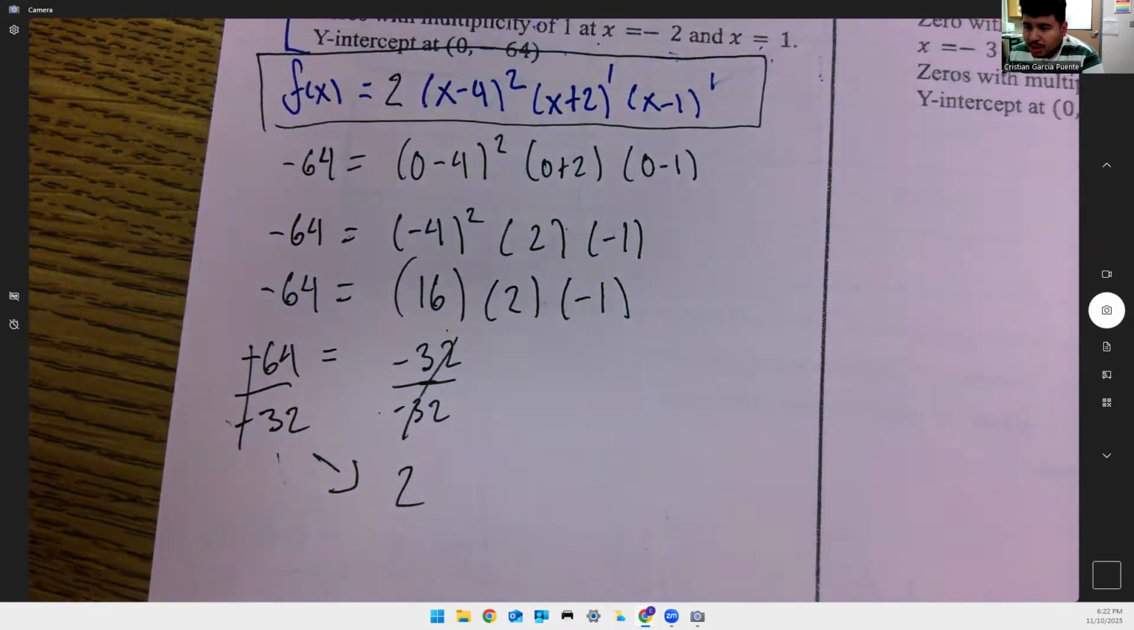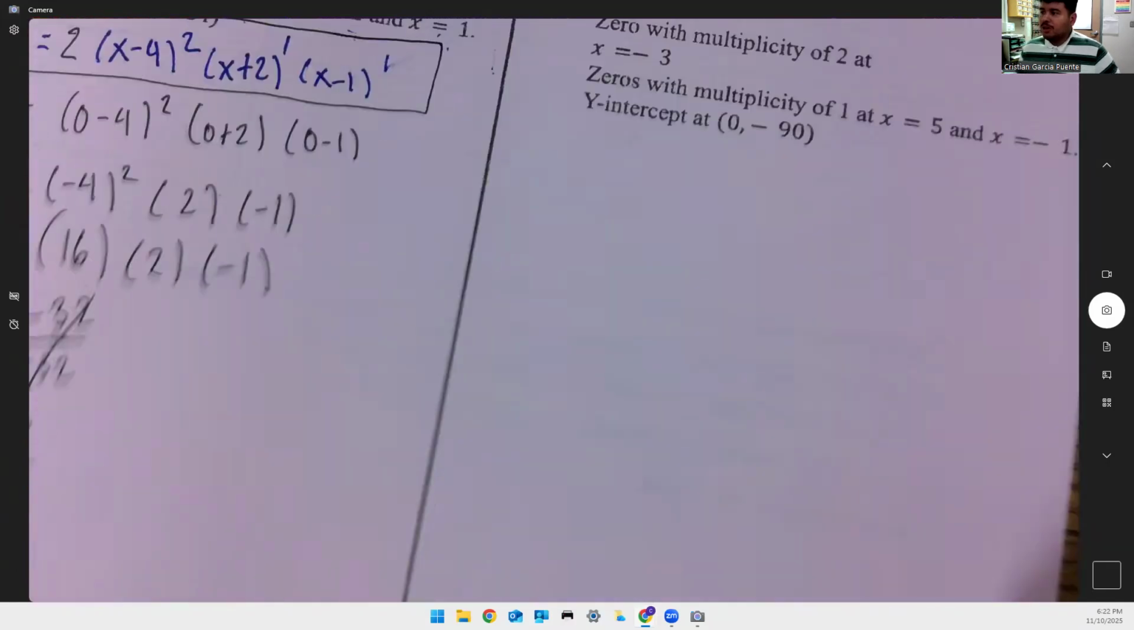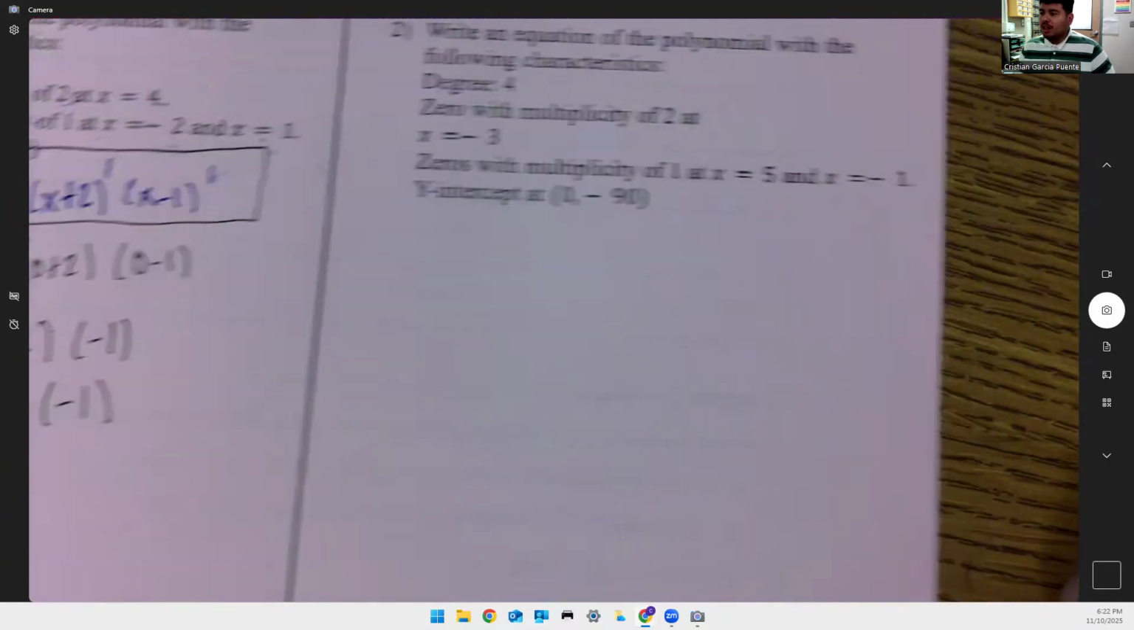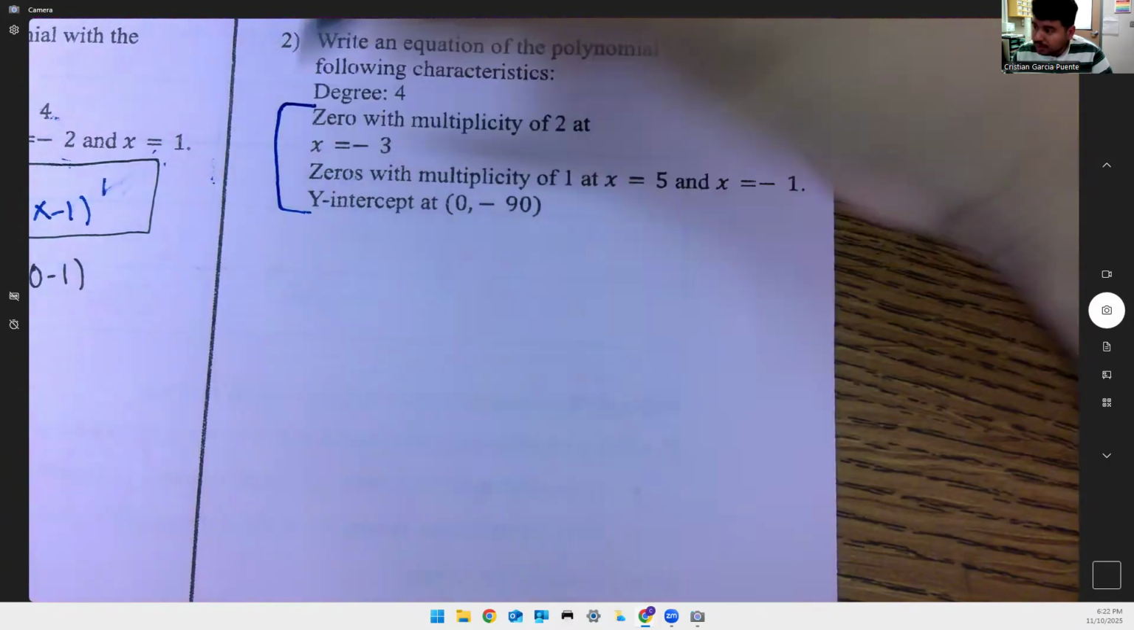All right, can I move on to the last one? All right, I'm gonna move on. So for the last one, again, a lot of words. All we care about is the last 3 lines. These lines right here is all we care about.